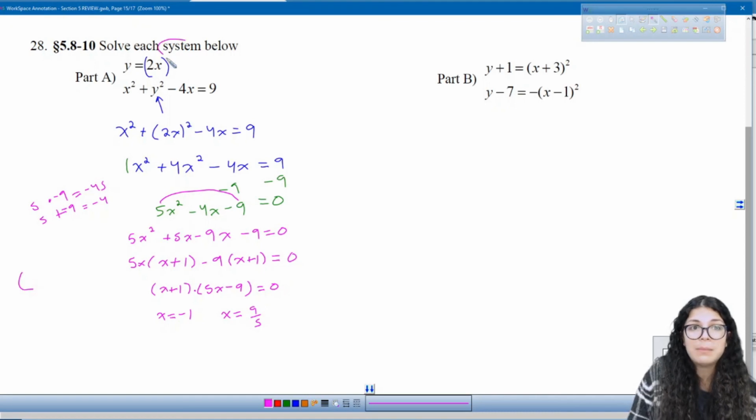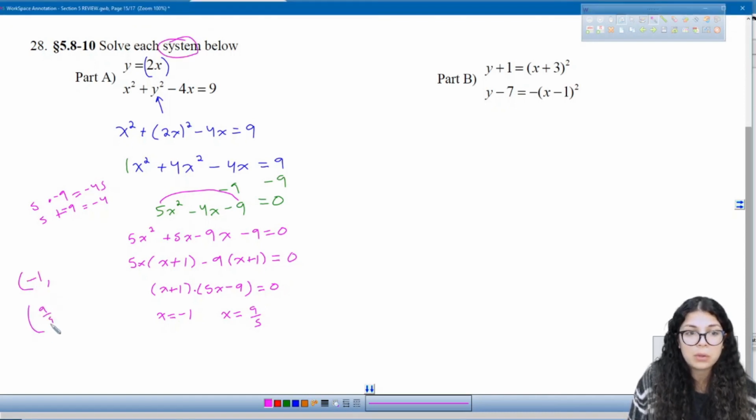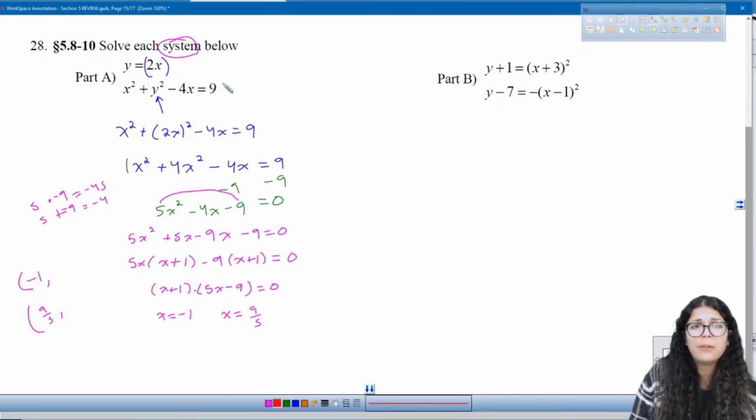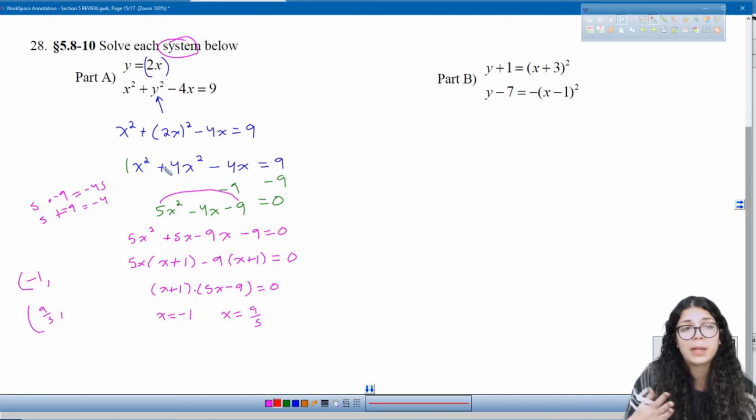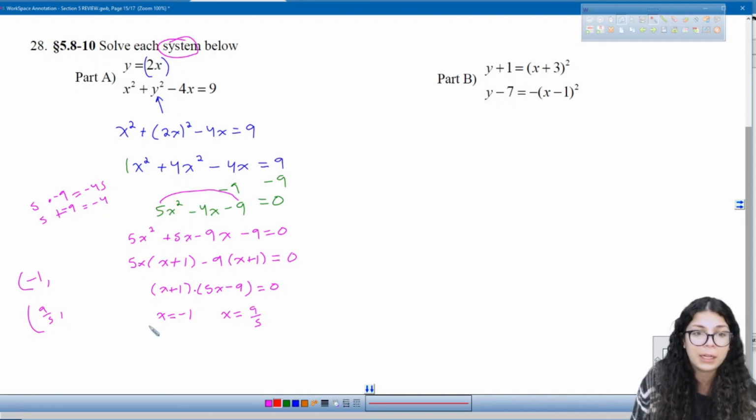This is a system, so I need the ordered pair for the solution. So those are only the x values. I need to find the matching y values. Now, of course, plugging it into this quadratic is going to be a little bit more complex. Why do all of that? Let's go ahead and plug it into the linear.